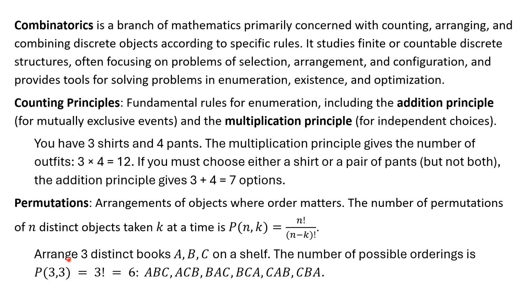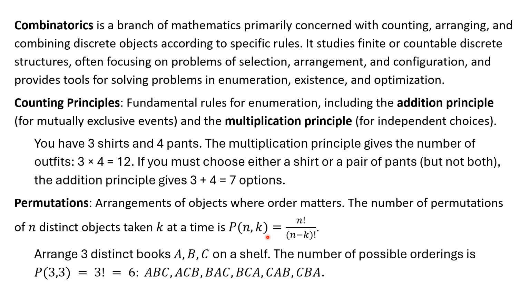And I have a simple example here. Arrange 3 distinct books, A, B, and C, so that's the names of the books, on a shelf. How many ways can you do that? So that's 3 distinct objects taken 3 at a time. We're taking all 3 at once. And so that's 3 factorial divided by 0 factorial, which is by definition 1. So you just get 3 factorial, which is 6.